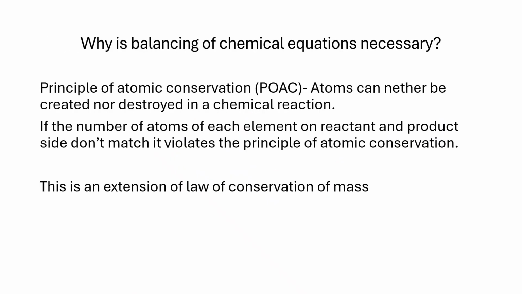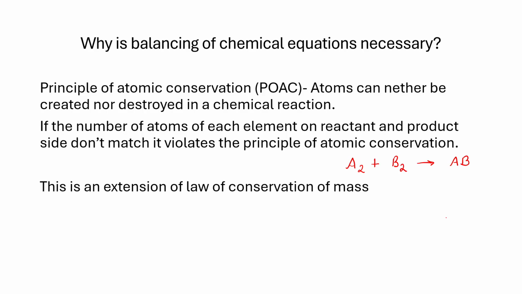So why should chemical equations be balanced in the first place? We have a principle called the principle of atomic conservation, which states that atoms can neither be created nor destroyed in a chemical reaction. So if, let's say, our previous equation looked like A2 + B2 gives AB. Let's say it looked something like this.